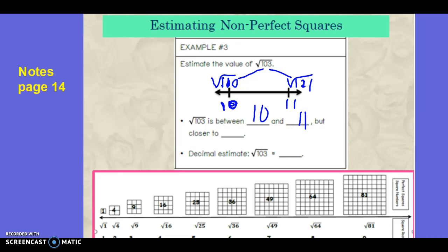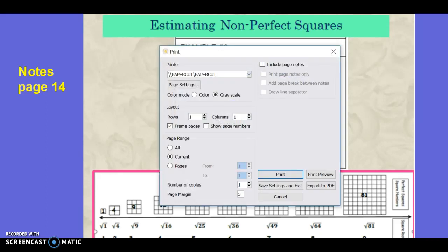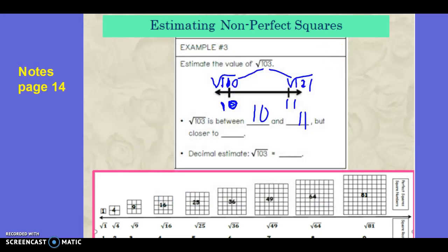Which one is it closer to? Well, here's where we look. You'll have to excuse me for that. So 103 is only 3 spaces away from 100. 103 is 118, or I'm sorry, it's 18 spaces away from 121. So it's obviously closer to this one down here. So we say that it is closer to 10.